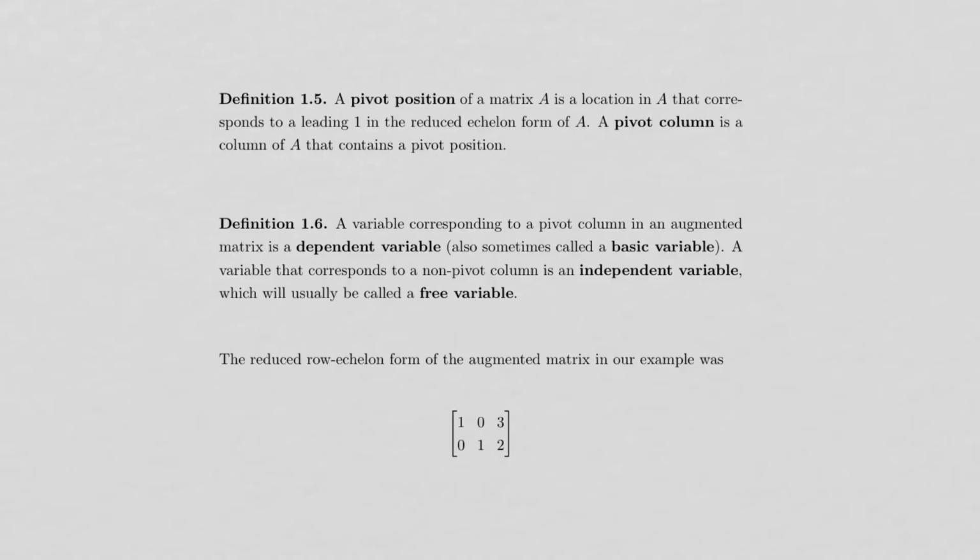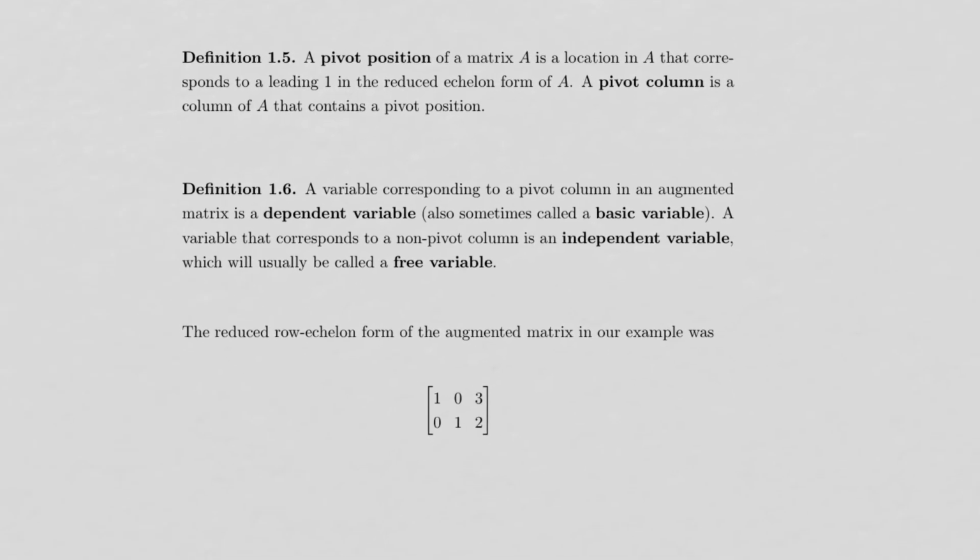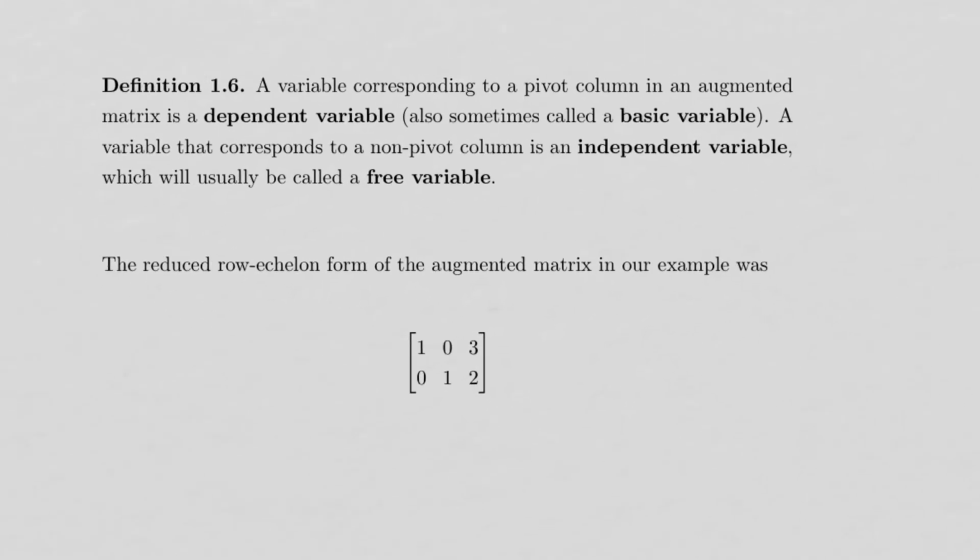Okay, then some other things. We're going to talk about the augmented matrices themselves. We're going to define a pivot position as a location in the matrix that corresponds to a leading one in the reduced echelon form of the matrix. So if we look at our augmented matrix that we got before, this was the reduced echelon form, and the leading ones were here and here.